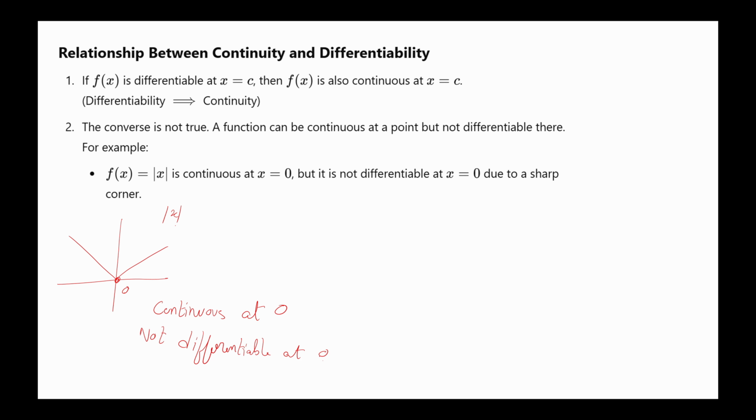Not differentiable at 0, because it comes under a sharp curve or a sharp end. That is why it cannot be differentiated, or the slope cannot be found out for that specific point.